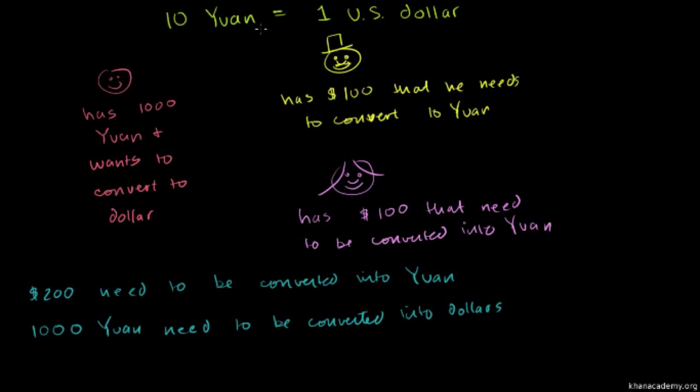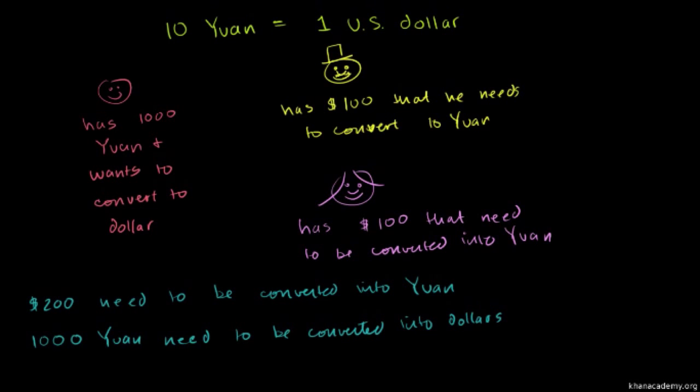So what's going to happen? All of these people might just go on the internet and look up the current exchange rate, or the last exchange that occurred, and say, hey, you know what? Me over here, this $100, I should be able to convert it into 1,000 yuan. But she also says I should be able to convert this $100 into 1,000 yuan. So they collectively think that that $200 can be converted into 2,000 yuan. So I'll put a question mark. Will they be able to convert this into 2,000 yuan?